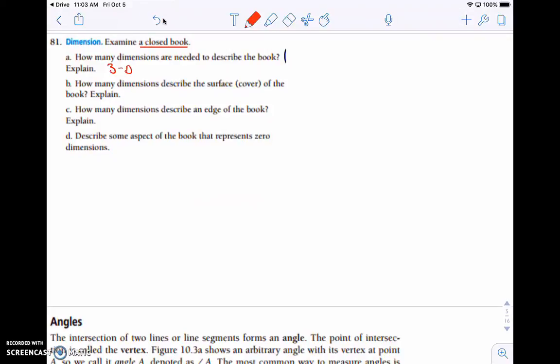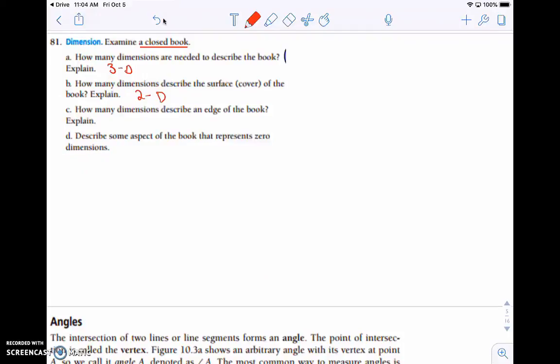And how many dimensions describe the surface or just the cover of the book? So if you're only looking at the surface, if that's the only thing you're fixated on, then that would be 2 dimensions. You would just look at the length and the width, but you wouldn't look at how tall the book is. You're just looking right at the cover itself.